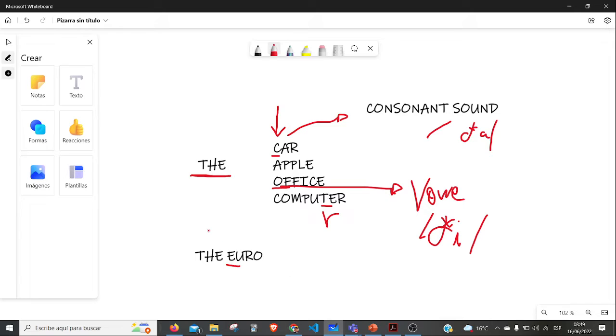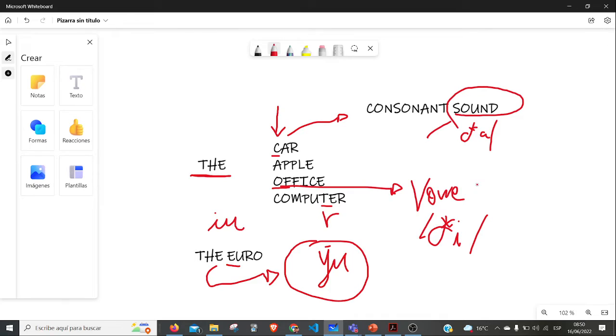Yo digo you, como si fueran vocales, o digo you, euro. ¿Cuál es la correcta pronunciación? ¿Euro o euro? Euro. Yeah, euro. Ahora, ¿tiene sonido de vocal o de consonante? The consonant. So we say that euro or this euro. We say? The euro. Ok. Profesor, pero me han dicho que es vocal. No, ¿qué dice acá? Sound, sonido.